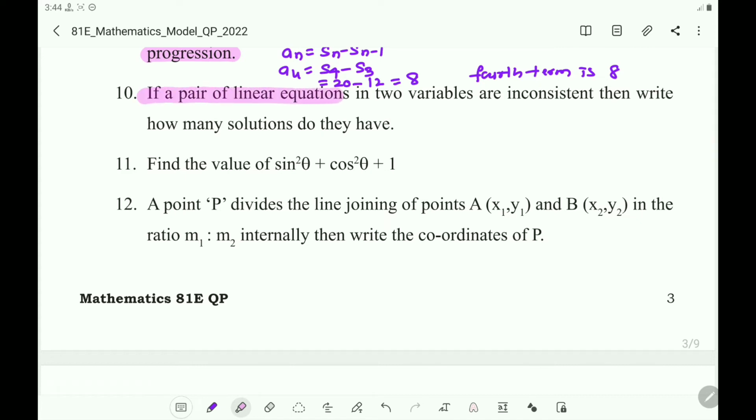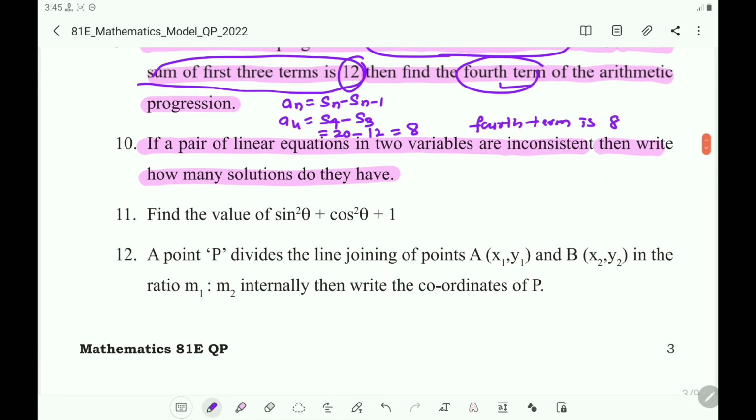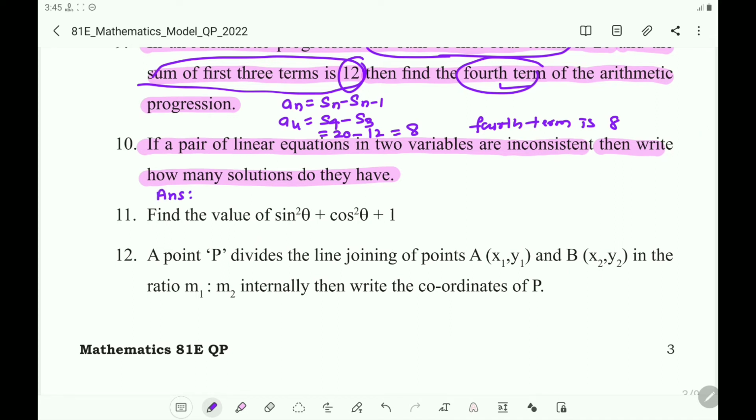Then next you take question number 10. If a pair of linear equations in two variables are inconsistent, then write how many solutions do they have. You know that if they are inconsistent, they do not have any solution. For linear equations in two variables, an inconsistent system has no solution, while dependent systems have infinitely many solutions. So what is the answer? We have to write here: Answer: no solutions.